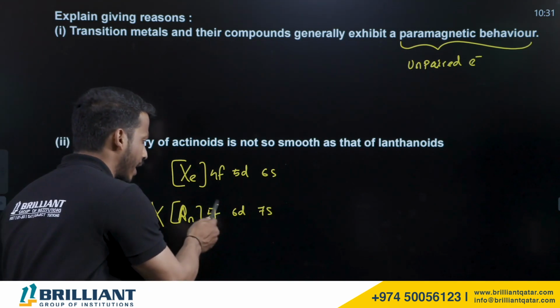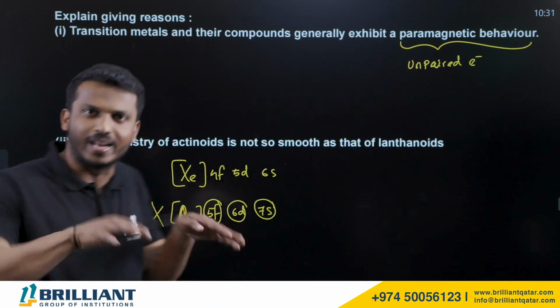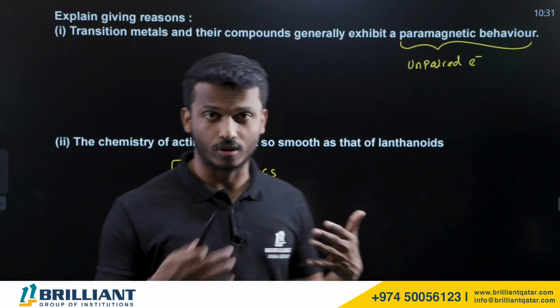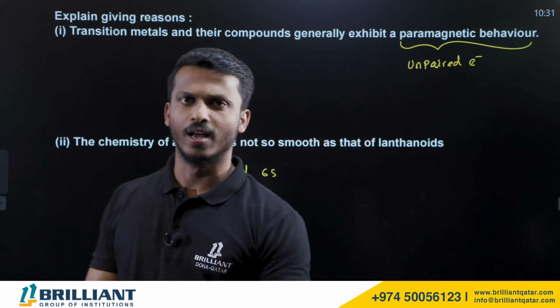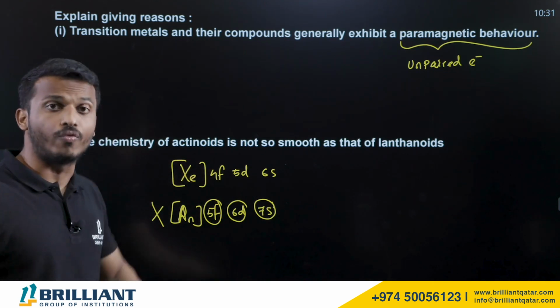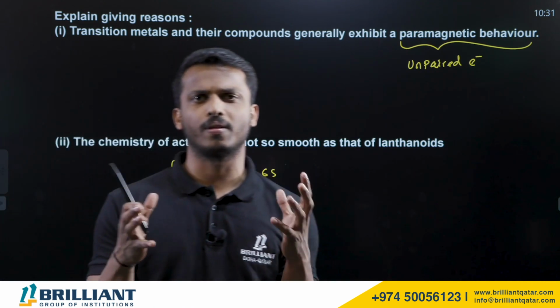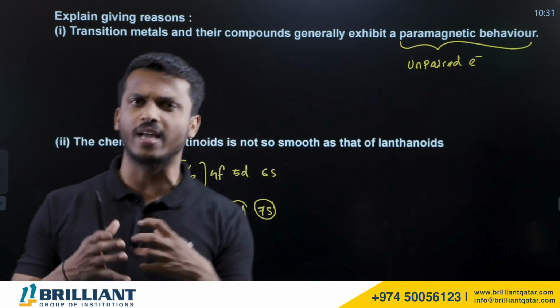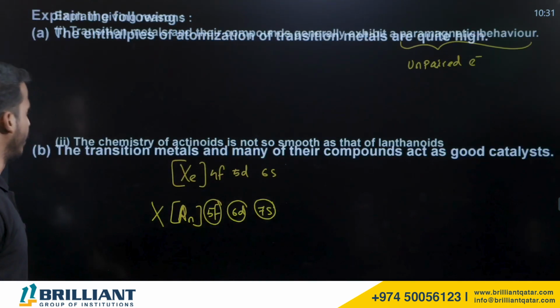You know, I told you that the 5f, 6d and 7s orbitals have almost similar energy, so all those electrons can take part in bonding. Therefore, they show variable oxidation states. Lanthanoids show limited oxidation states, whereas actinoids can show variable oxidation states. So if they exist in different oxidation states, the study of their chemistry will be difficult. Okay, that's the main reason.